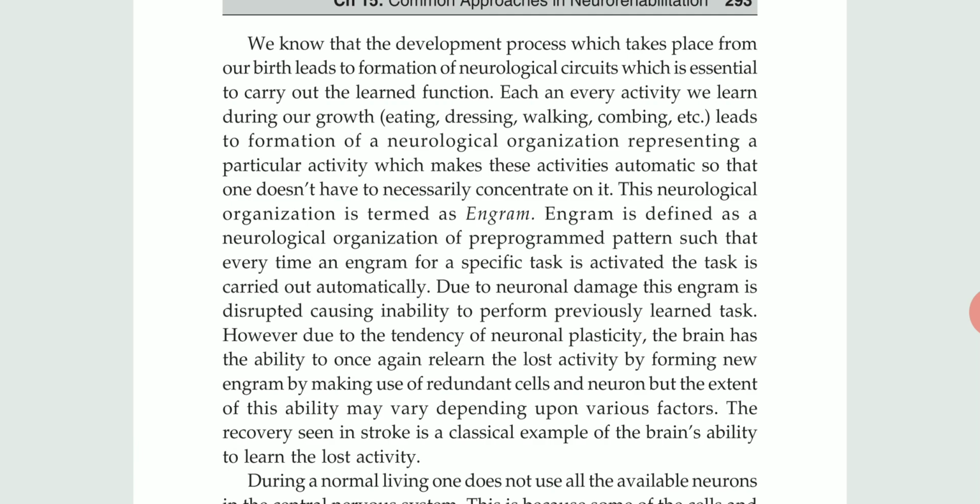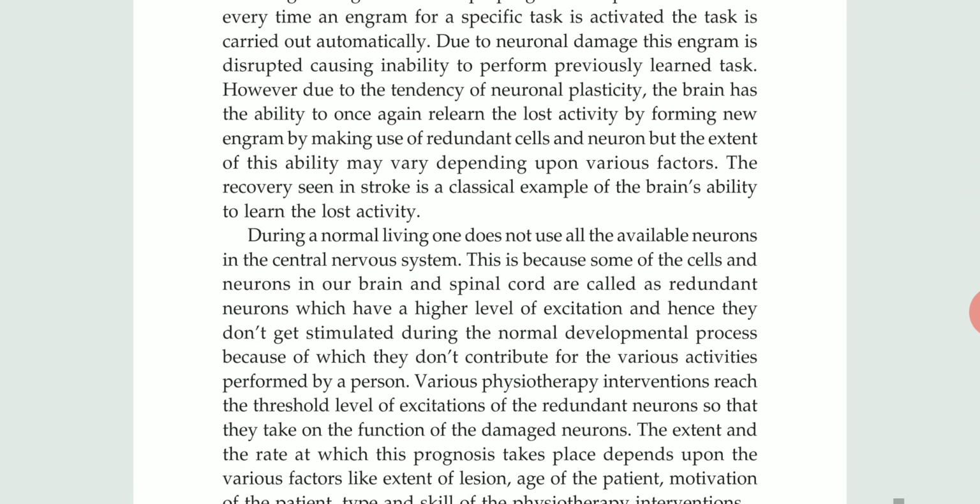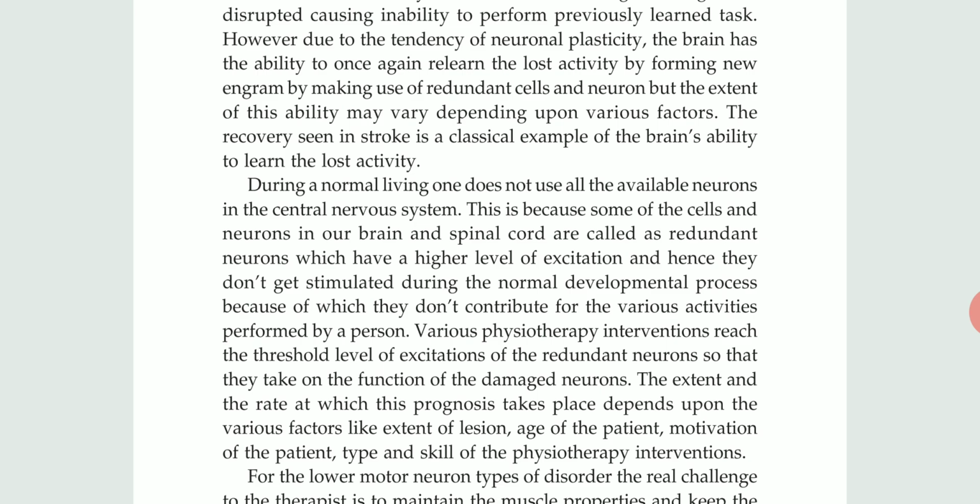However, due to the tendency of neuroplasticity, the brain has the ability to once again relearn the lost activity by forming a new engram by making use of redundant cells and neurons, but the extent of this ability may vary depending upon various factors. The recovery seen in stroke is a classical example of the brain's ability to learn the lost activity. During normal living, one does not use all the available neurons in the central nervous system.